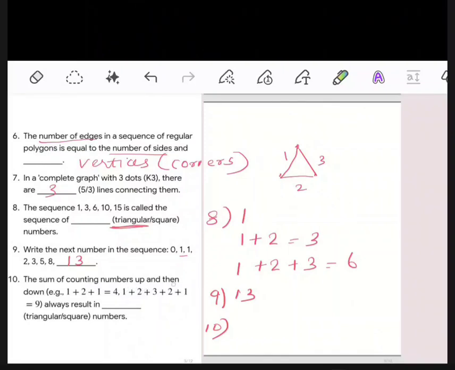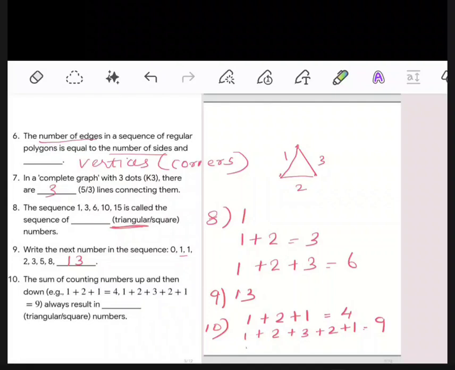The sum of counting numbers up then down always results in a square number. So we can write 1 plus 2 plus 1, that is equal to 4. The next counting number: 1 plus 2, that is up, plus 3, plus down 2 plus 1, that is 9. Here we get the answer 9.